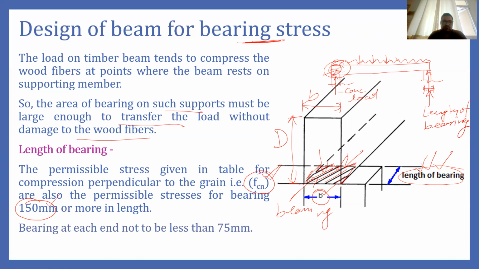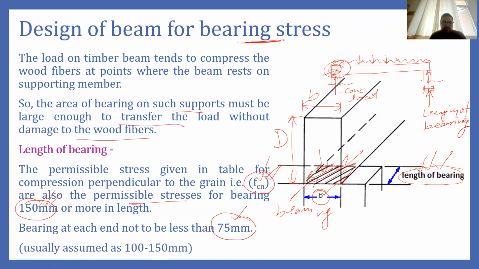It says that the minimum length of bearing is 75 mm, which means we cannot have a length of bearing less than 75 mm. Permissible stress is given for a bearing length of 150. Now, if we have a length of bearing less than 150, then how do we compare it with FCN, which is actually for 150 mm? In that case, the IS code has recommended some modification factors, which we will see here.